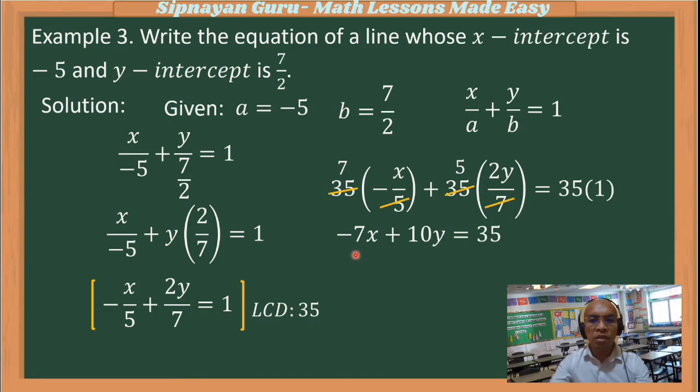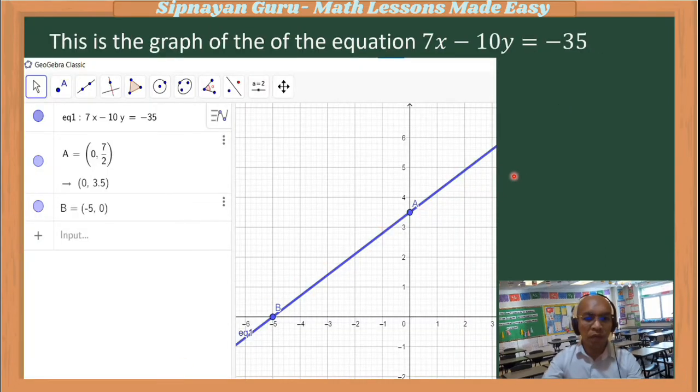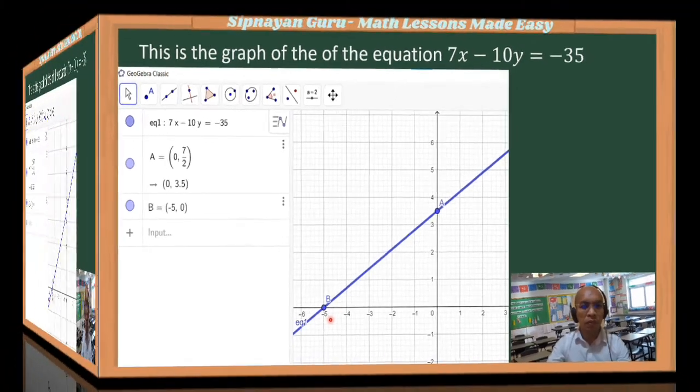Notice that our first term is negative, so we have to make it positive. So we will multiply the whole equation by negative 1. So in other words, we just change the sign of each term. So from negative, make it positive. From positive, make it negative. So this is the equation of the line whose intercept is negative 5 and 7 over 2. This is the graph of the equation. Indeed, the y-intercept 7 over 2, that is 3.5. And x-intercept is negative 5 and 0.